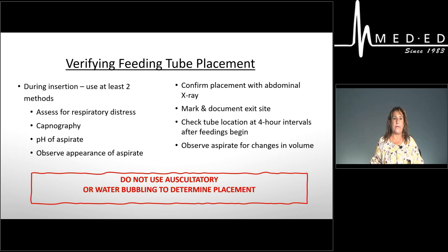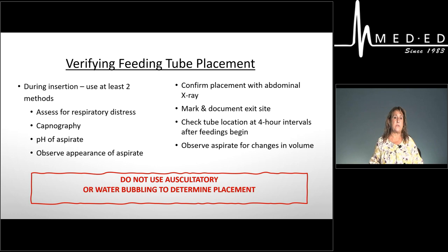You can also look at the pH of your aspirate, which we will talk about on the next slide, and then the appearance as well. If it's in the lungs, it might have one characteristic appearance, whereas if it's in the stomach, the aspirate may look a different way. We'll talk about all of those in just a minute. So during insertion, at least 2 of those methods. And then once you've got it inserted, you would confirm placement with an abdominal x-ray. A lot of people want to say a chest x-ray, but abdominal x-ray, or KUB, is the correct x-ray procedure to validate correct placement of an NG tube.